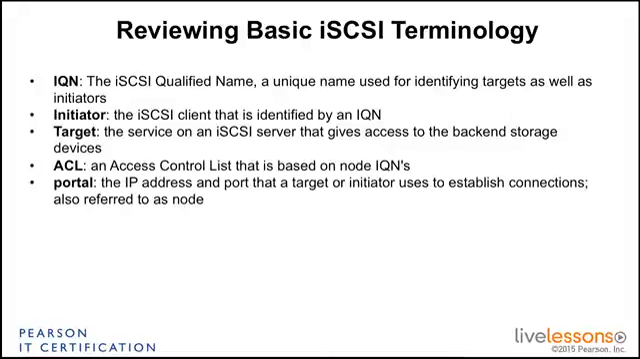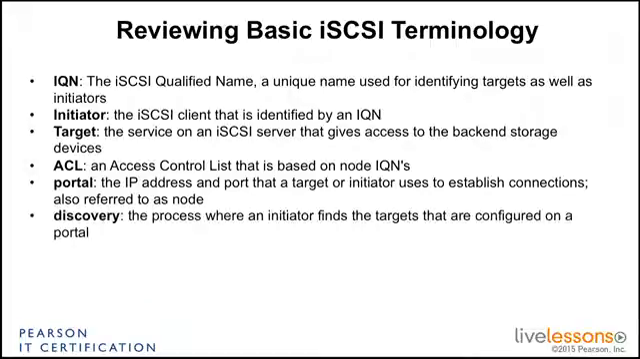And then there's the notion of a portal. A portal is the IP address and port that the target or initiator uses to establish connections. It is also referred to as a node. We will see this node part when working with the iscsiadm command on the iSCSI initiator. There's discovery, which is the process where an initiator finds the targets that are configured on a portal. So you can have more than one portal on one server, you can have more than one target on one portal. And there's the LUN, which is the logical unit, the block devices that are shared through the target.